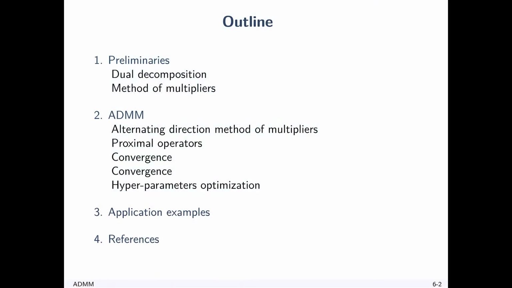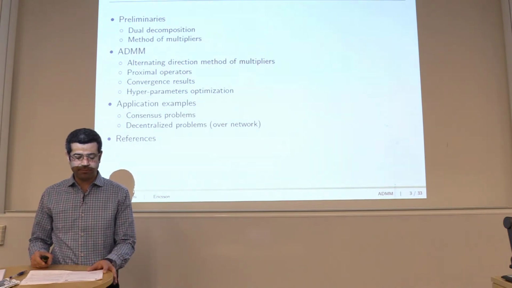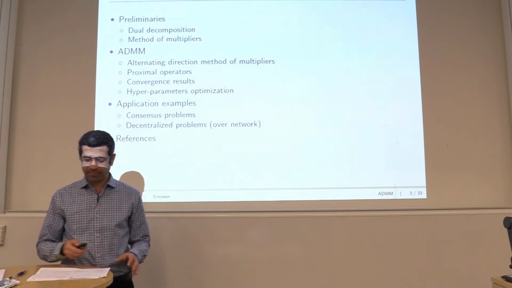And here is the outline. We will review some of the results of the previous lectures about dual decomposition, and then we talk about the method of multipliers, which is a predecessor, or a parent, of ADMM. Then we talk more specifically about ADMM and some hints and connections to other methods. We talk about the convergence results and how one can do hyperparameter optimization, if someone is interested in those areas. And then we talk a little bit about applications as well.